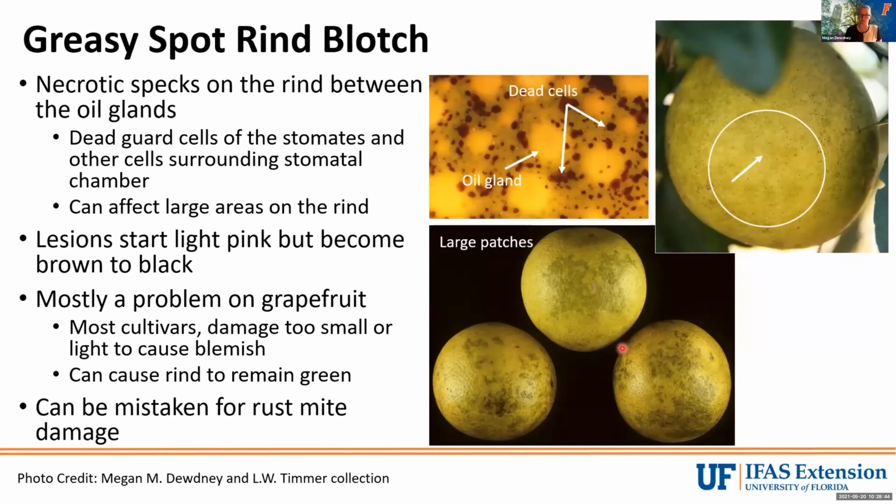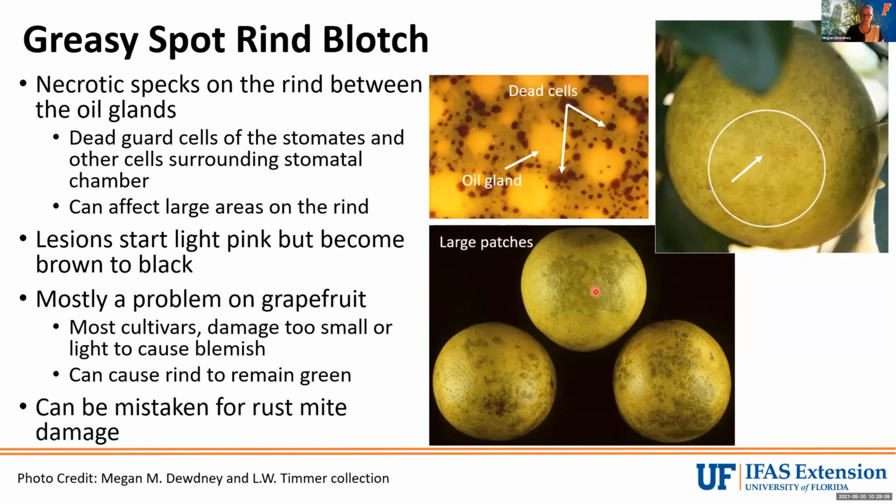Looking at the fruit, this is worst on the grapefruit or the light colored fruit. You get necrotic specks on the rind, then they show up in between the oil glands. So necrotic is just a fancy word for dead. These are guard cells around the stomates. They start as a light pink, but quickly become brown to black.